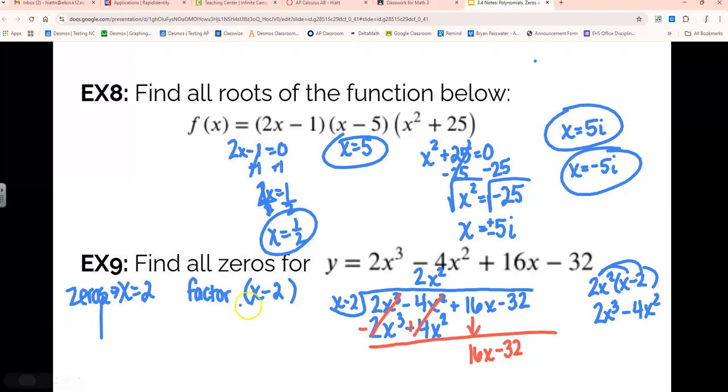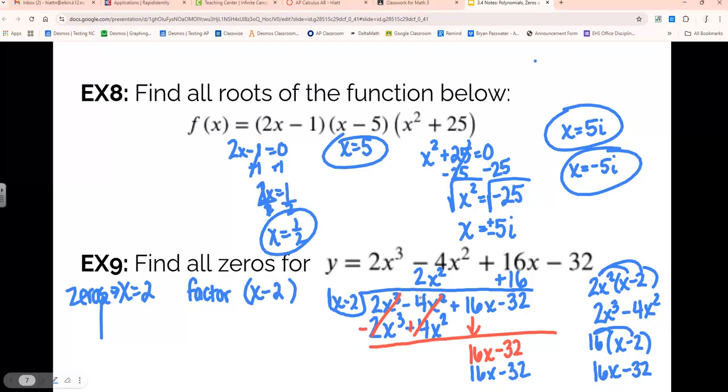So then I have to ask myself, what times x would give me 16x? 4 times x is 16x. This x right here doesn't have a number, it's just a 1. So it's just going to be plus 16. Because if I take 16 and multiply it times x minus 2, I distribute right here and get 16x minus 32. So I'll write that right here.